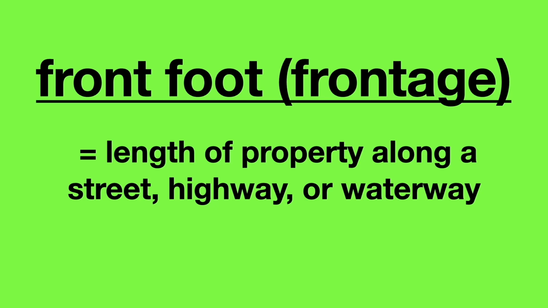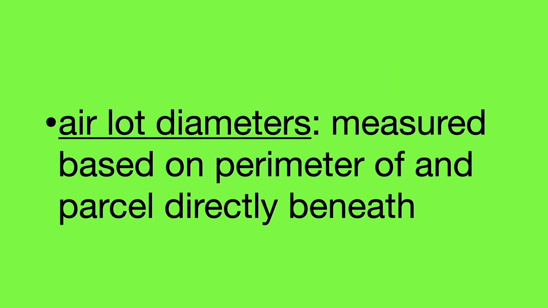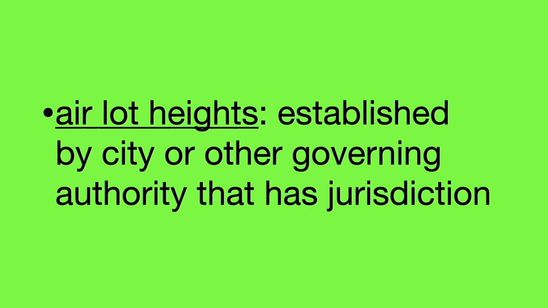Front foot, or frontage, is the length of property along a street, highway, or waterway. Air lot diameters are measured based on the perimeter of the land parcel directly beneath. Air lot heights are established by the city or other governing authority that has jurisdiction.